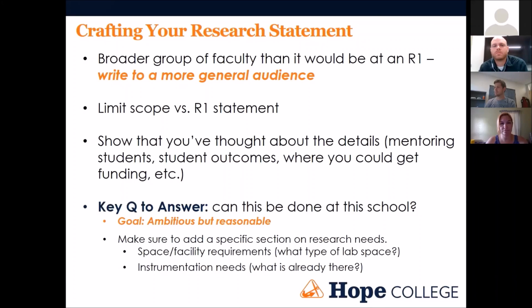So look through the department. Who are these people? What is their expertise? You want to limit the scope versus an R1 statement. If you send Hope College the research statement that you sent the University of Notre Dame, if Notre Dame looks at it because it's a great research statement, that's great. Hope College won't look at it because we don't think that you'll be able to be successful at Hope, right? And that's really what we're looking at: we want people who are going to be successful at our institution.